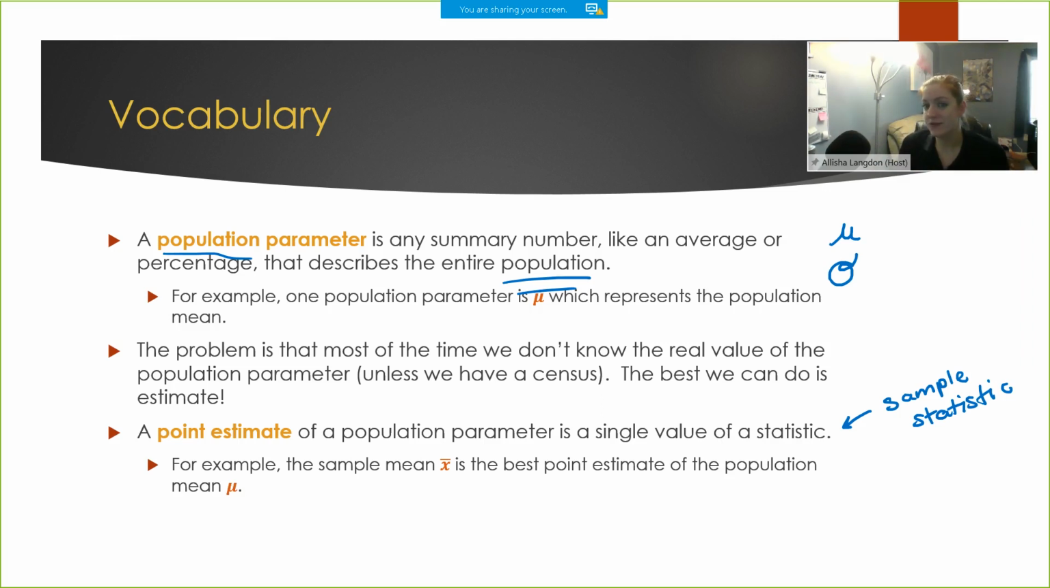So my example for that is the sample mean x bar. We're talking about a sample here. That would be your point estimate, x bar, is the best point estimate for the population parameter mu. So what you're doing is finding the average or the mean of that sample, average age of my students, and I'm going to take that average age of my students and apply it to the entire population. So the entire world of Rasmussen.